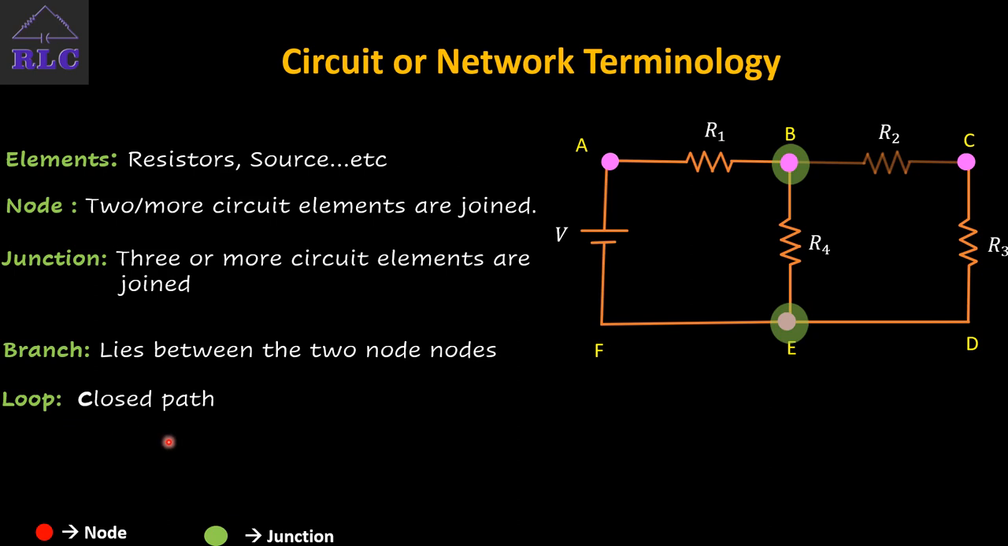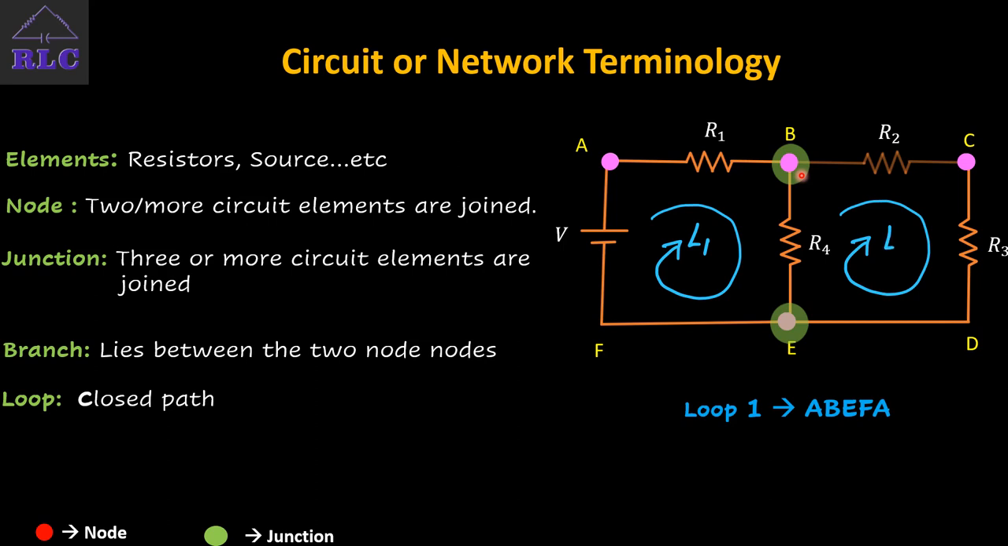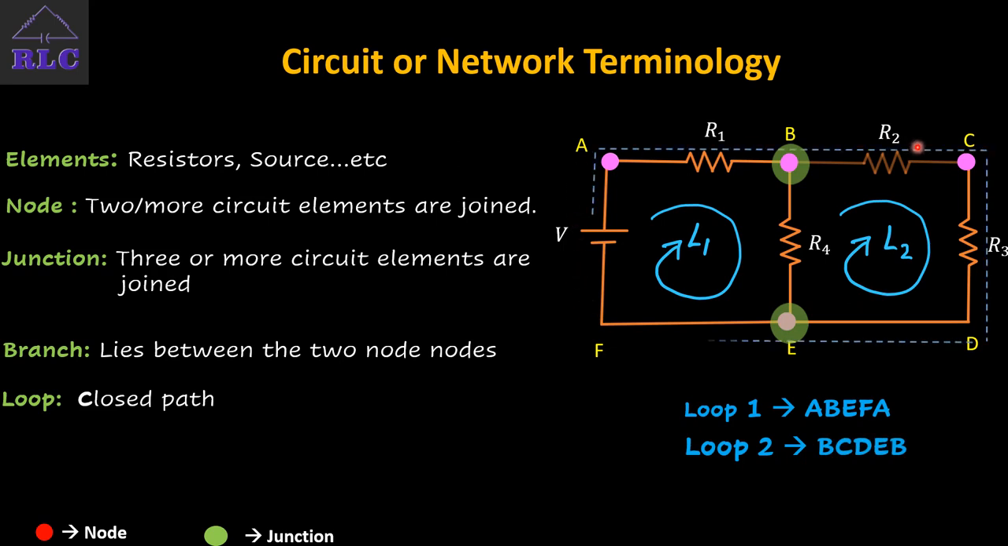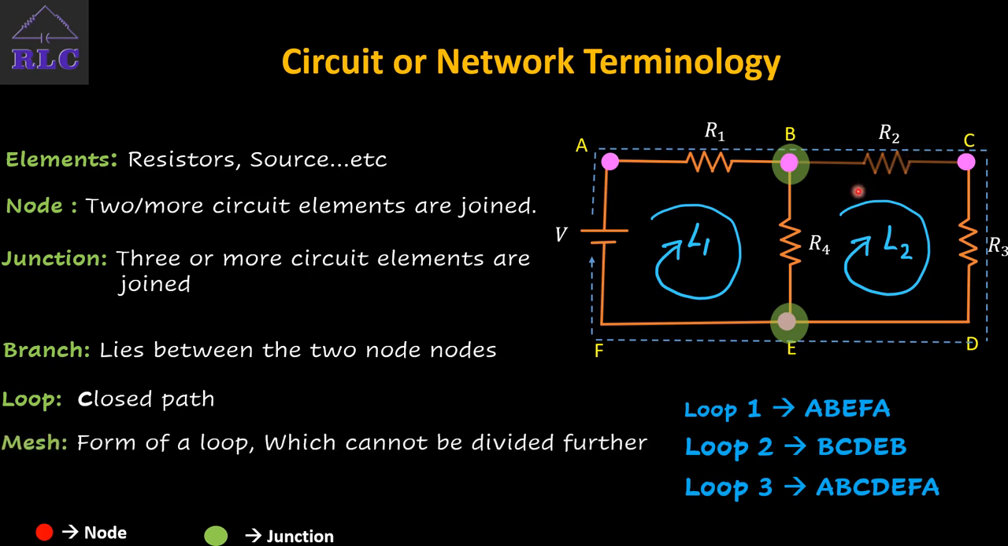Next is closed path. Closed path means there is no open circuit, only closed circuit. So how many closed circuits are there here? Two closed circuits. So we can say loop. A, B, E, F is loop 1 and B, C, D, E is loop 2. And we have one more loop, that is the outer loop, loop 3: A, B, C, D, E, F, A. So how many loops? Three loops.